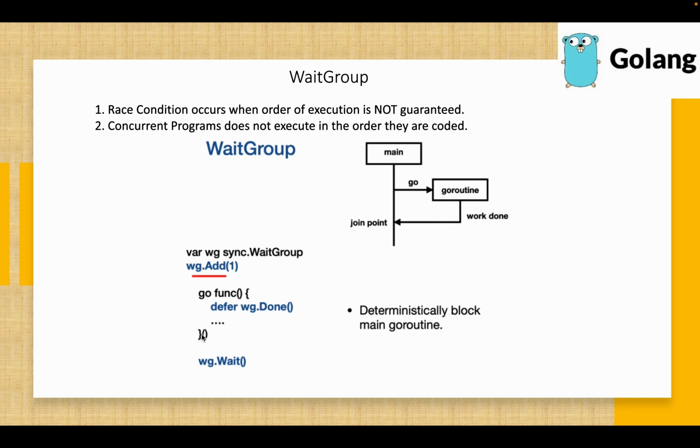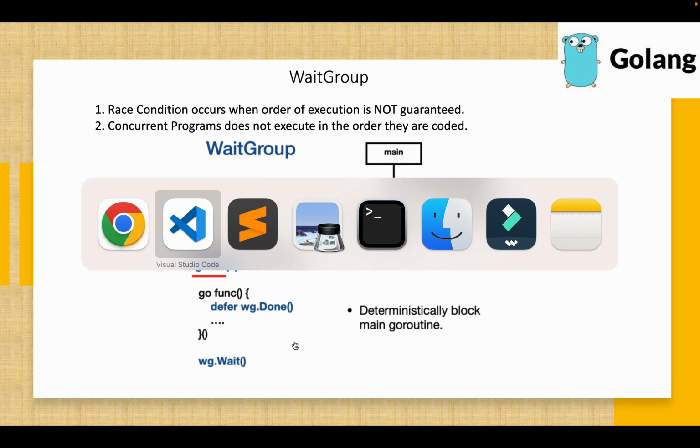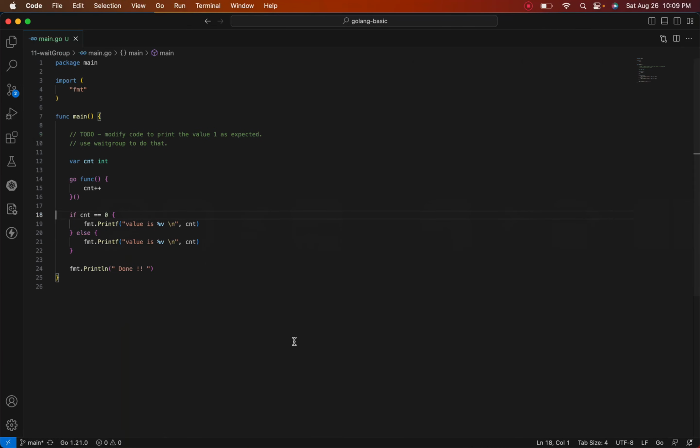And then after this, wg.Wait is added, which checks what the current count is. It explicitly halts the execution of the main routine, and that helps us to get a deterministic output. Let's go back to the code and implement it.